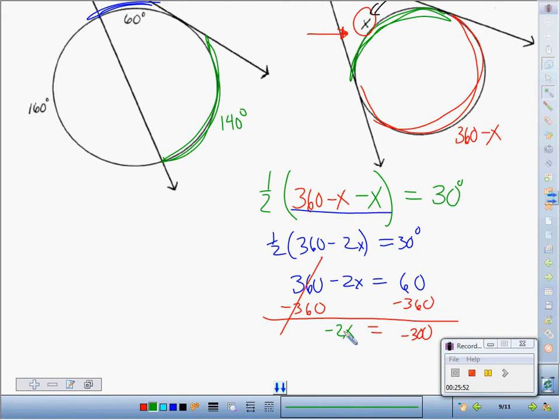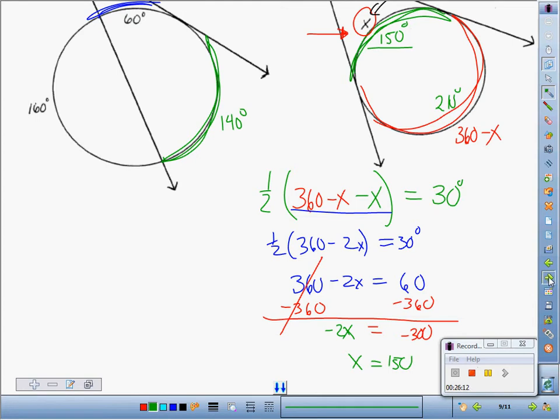Watch that sign right there, and that's a big relief, because if you have a negative and you divide them, you should get a positive. So x itself equals 150. And now we can figure out that this one right here would have to be 210 degrees. Don't forget degrees. So that was a pretty neat problem.